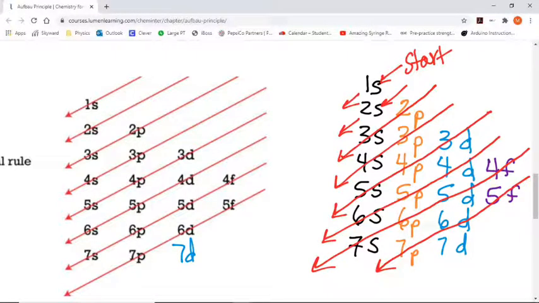That ends the current periodic table that we have. There are hypotheticals out there. If we find some more elements, there are more energy levels than just going to the 7th energy level. So again, that's the diagonal rule. Write it down. Make sure you understand how to get to this order of filling.